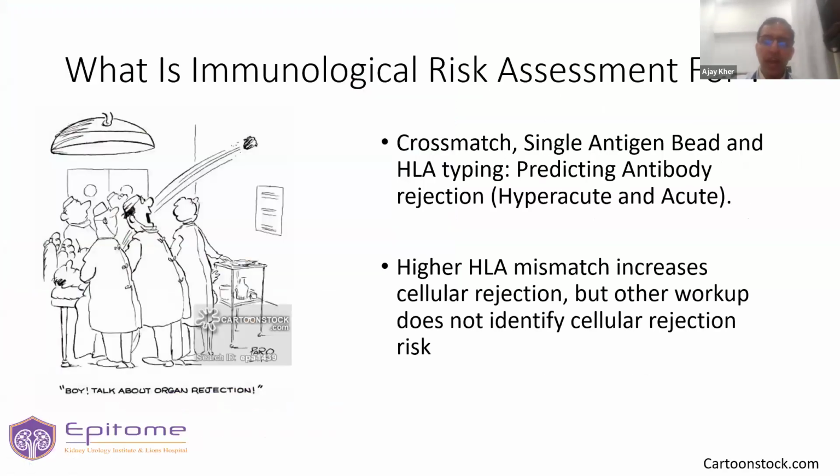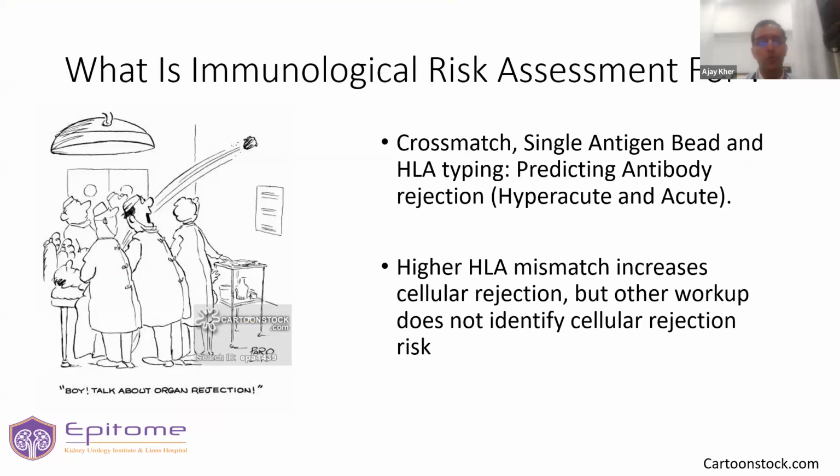When we look at transplant immunology and the immunological risk assessment which we do for our recipient-donor pair, the key is to understand what question we are trying to answer. When we do the crossmatch, the single antigen bead and the HLA typing, what we are trying to predict is antibody rejection, predominantly hyperacute rejection, but also acute antibody rejection.